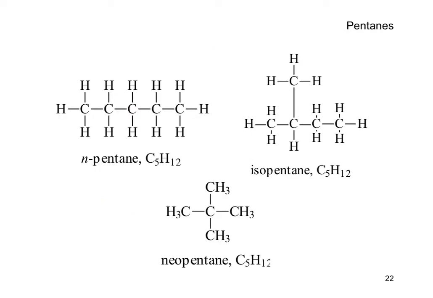So let's take a quick look at n-pentane. The n again stands for, yes, you got it, normal pentane. C5H12. I have written C5H12 for isopentane. I have written C5H12 for neopentane. That makes the 3 of those what? Yes, isomers.